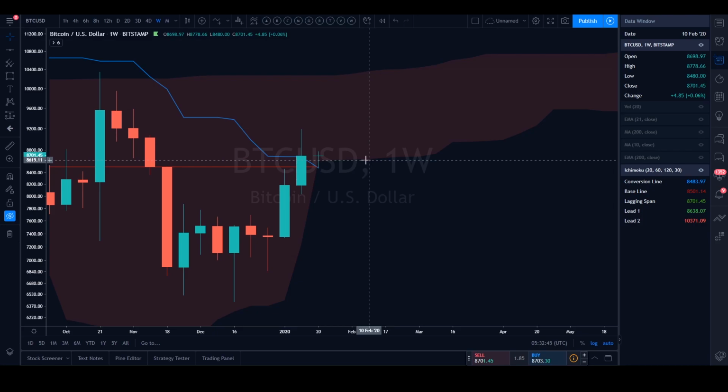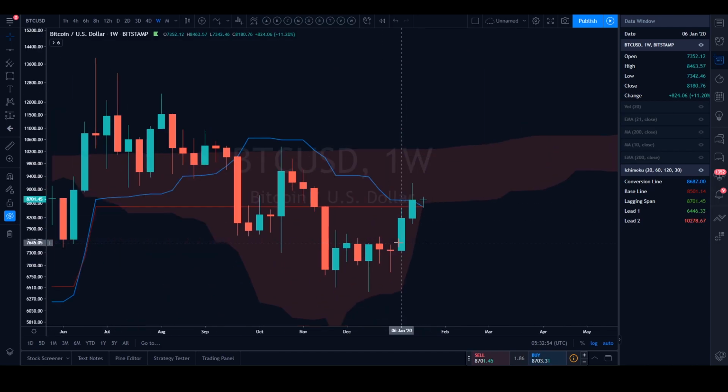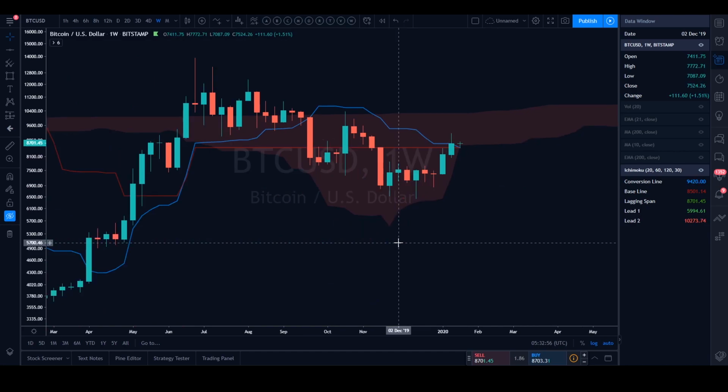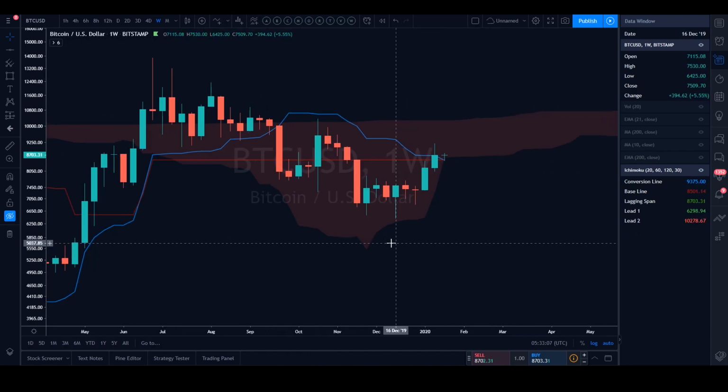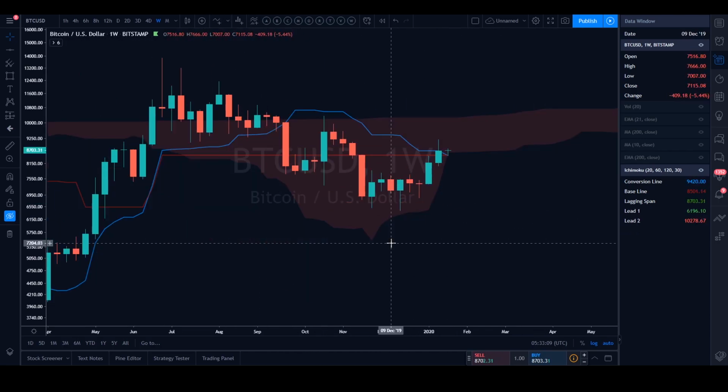All right, now why do I think this is important? This bottom of the cloud at 8,600? Because if you just zoom out, guys, just zoom out on Bitcoin's weekly chart, switch that Ichimoku cloud back on. All right, for those of you who do not know the settings, it is 20, 60, 120, 30. Those are the Ichimoku settings that we are using here at Mango. Okay, those are the double settings.